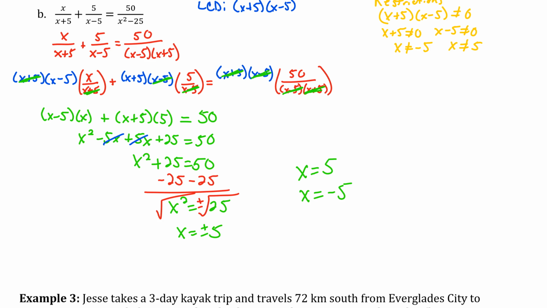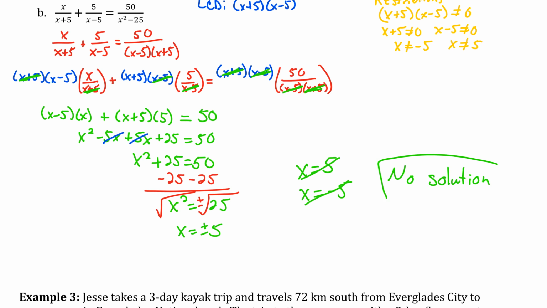Check against my domain restrictions. Well, x cannot be 5, and x cannot be negative 5. This particular problem has no solution. Because what happens whenever I plug in a 5 right here, this denominator goes to 0. If I plug this negative 5 in for here, this denominator goes to 0. And we can't have 0 on that denominator.